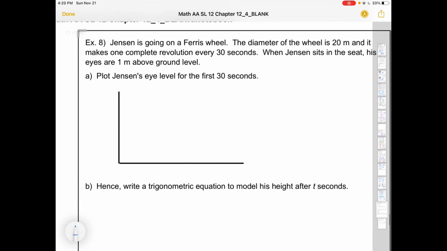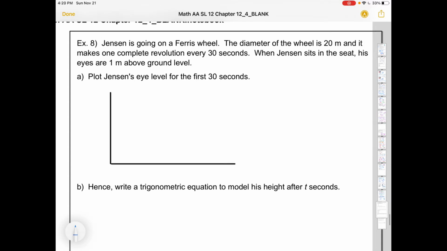So that first one had the graph given to us. In this one, we're going to have to generate the graph. Jensen's going on a Ferris wheel. The diameter of the wheel is 20 meters, and it makes 1 complete revolution every 30 seconds. When Jensen sits in his seat, his eyes are 1 meter above ground level.